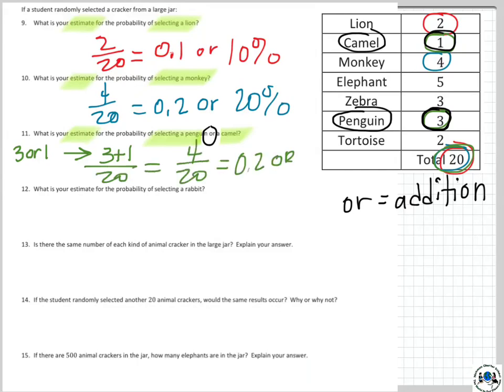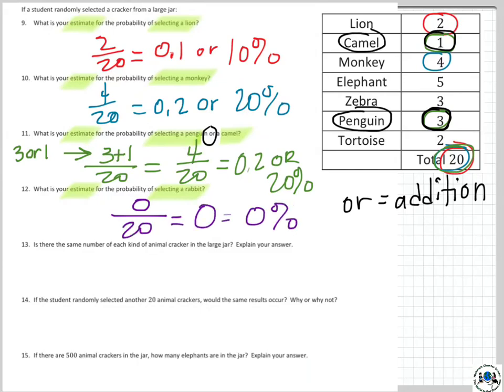4 over 20, and that's another estimation of 20%, that either one of those will happen. A penguin or a camel. Well, a rabbit. I don't see any rabbit. No rabbit on this chart. So here we have one of our impossible events, and that is on the very far left of our probability scale, on the impossible end of that spectrum. It is 0%, of course.